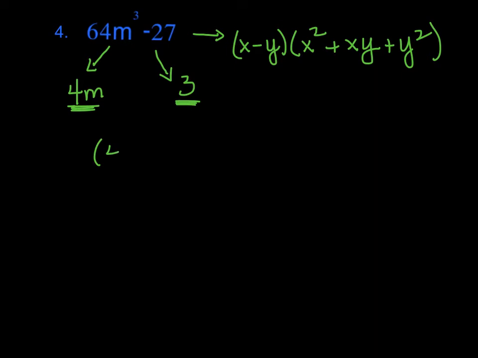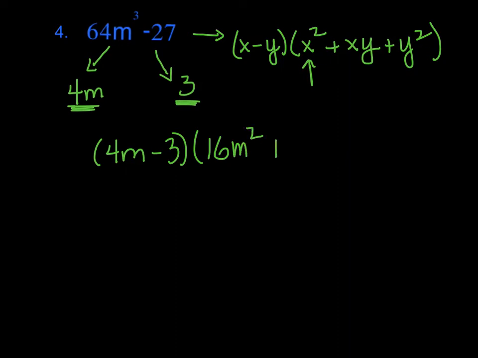So we're going to get 4m minus 3. All right, now, when we have x squared, that means we're going to look at that first term, which is the 4m, and we're going to square that entire quantity. So when we square that entire quantity, remember the 4 is getting squared, which makes 16, and the m is getting squared, which makes m squared.